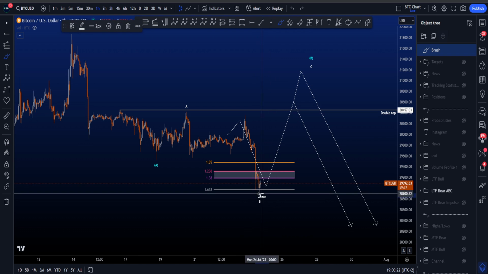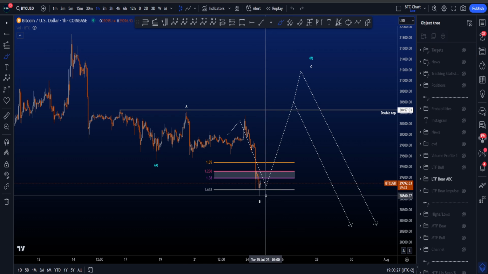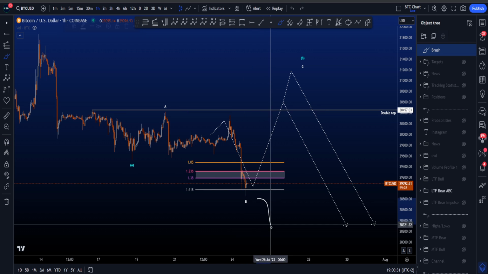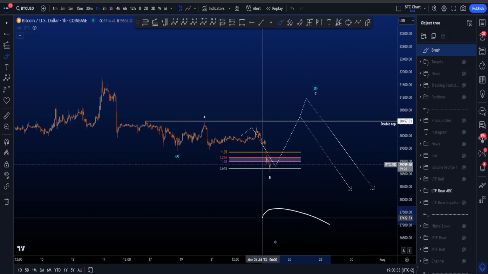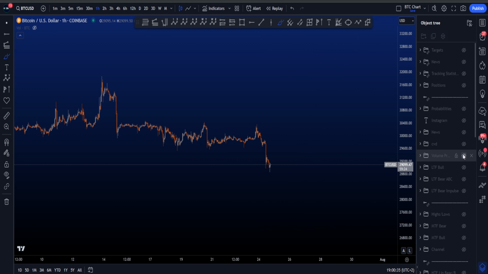This low over here, right? Well, a wick and then up, okay, I could allow that. However, if we close candles below this low over here, then I think we are going to visit lower prices indeed, where the 27K area is going to be very interesting.